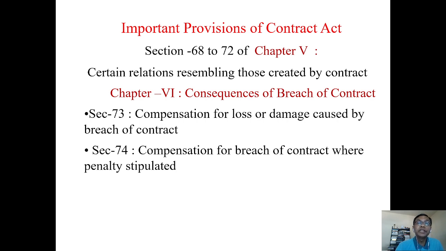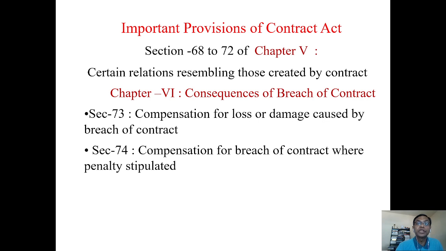Section 73 says that a breach entitles the party to compensation, but compensation is only for the direct loss. You cannot say, "Has this been done? I would have earned somewhere." No, that loss should be direct and it should not be a remote loss. Remote means it should be certain and provable, and only then will the loss be compensated towards the damage.